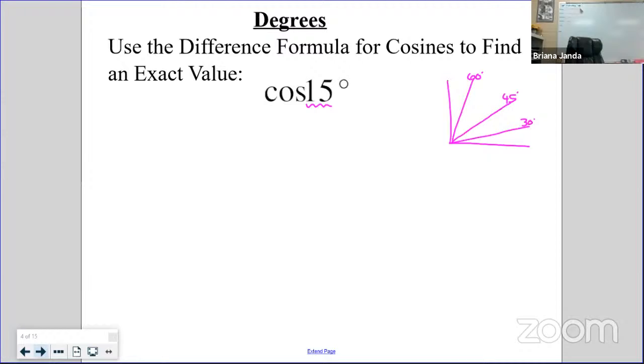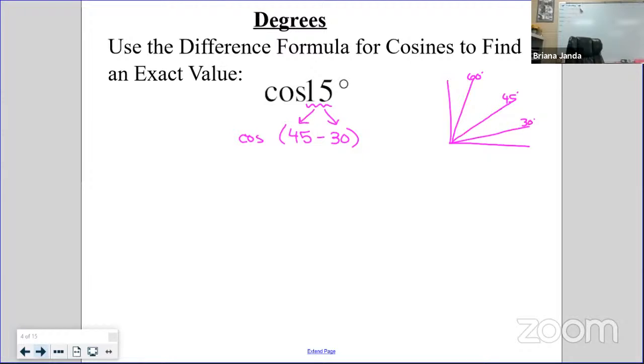45 minus 30. Okay, what about 60 minus 45? Also 15. Both will get you the exact same answer. Okay, so you pick. But basically, we break this number on the inside into unit circle numbers added or subtracted together. So let's do 45 minus 30. As long as that sum or difference, and we're looking at a difference here, would still be 15, it's the same problem, right? They are equivalent. But now I can apply my difference formula.